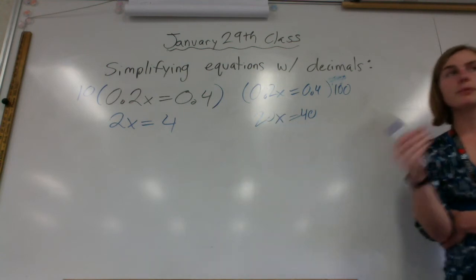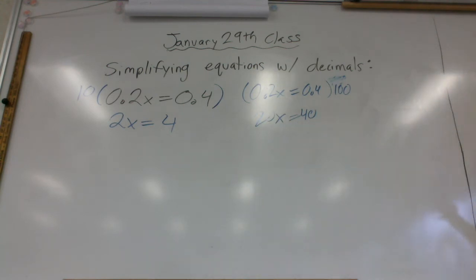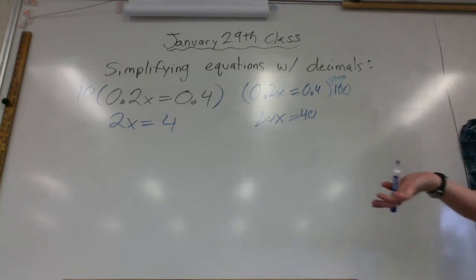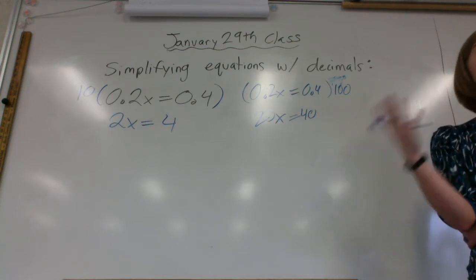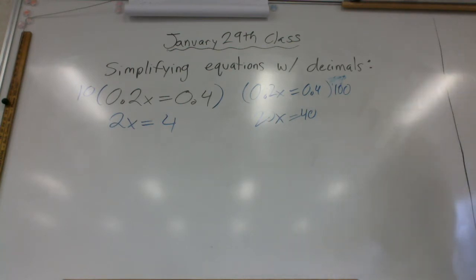So you can manipulate equations to essentially make them numbers that you like. So what would you rather solve? Would you rather do 0.4 divided by 0.2? Would you rather do 4 divided by 2? Or would you rather do 40 divided by 20? You get the same answer. It's just about what you want to change it to. I like doing sets of tens because you're just shifting the decimal place.